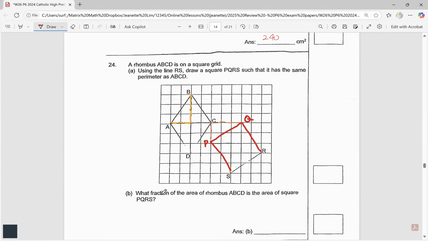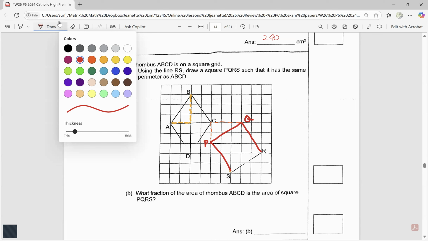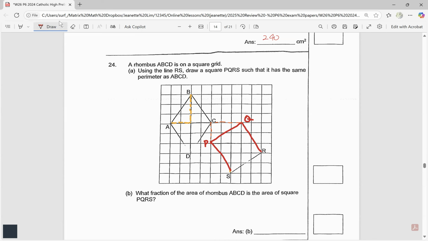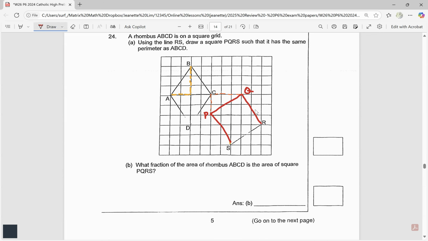Now for part B, what fraction of the area of rhombus ABCD is the area of the square PQRS? So firstly, I want to figure out what I should be finding in that fraction. First is the area of a rhombus. What fraction of the area of the rhombus? Of the rhombus means that the rhombus is below, and on top is the square. Okay, let's find the area.